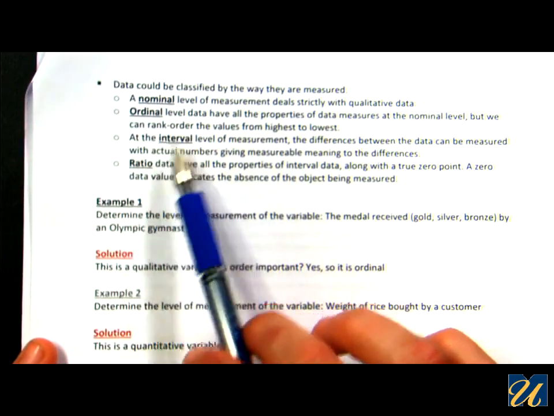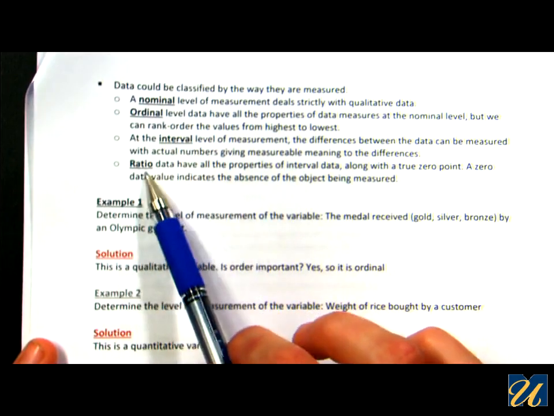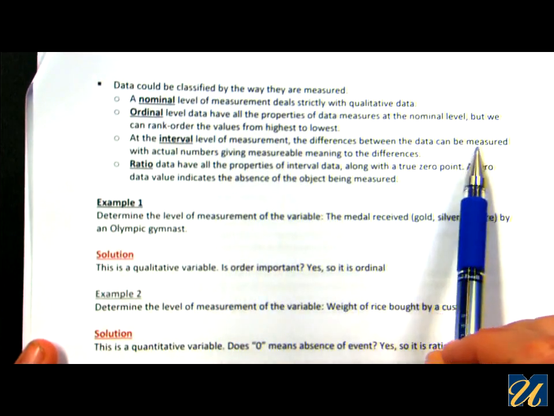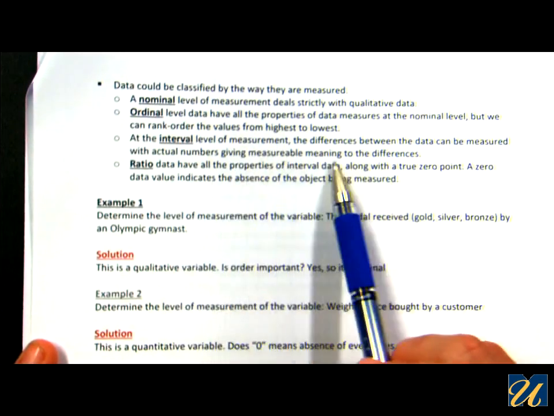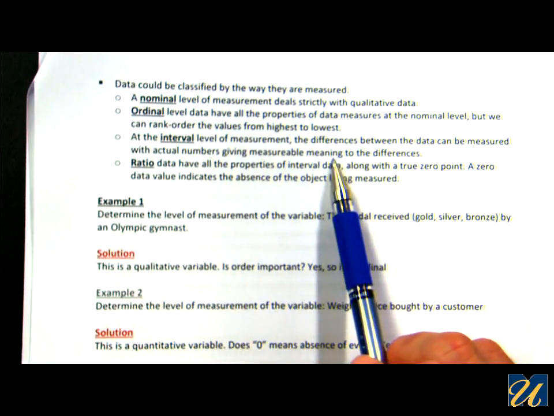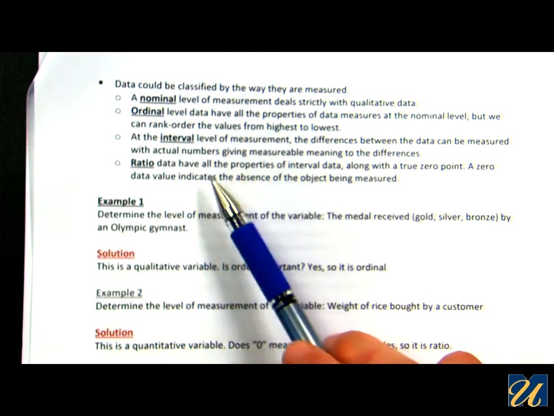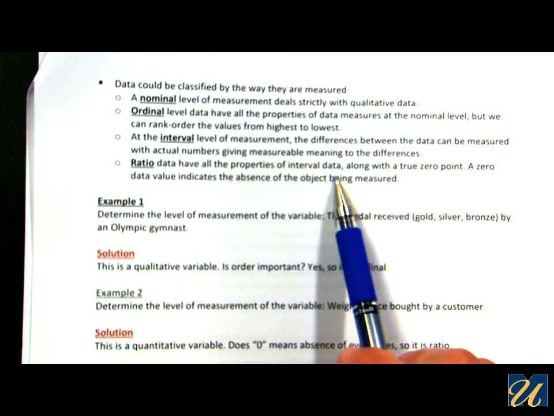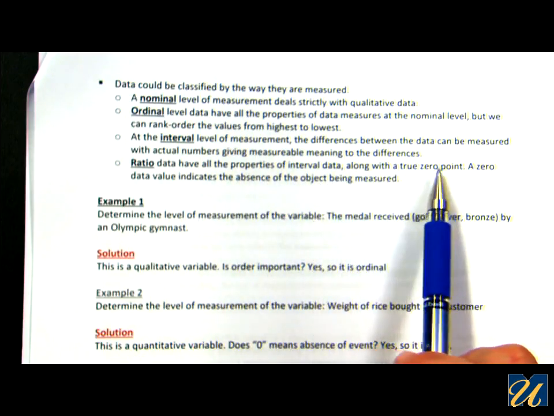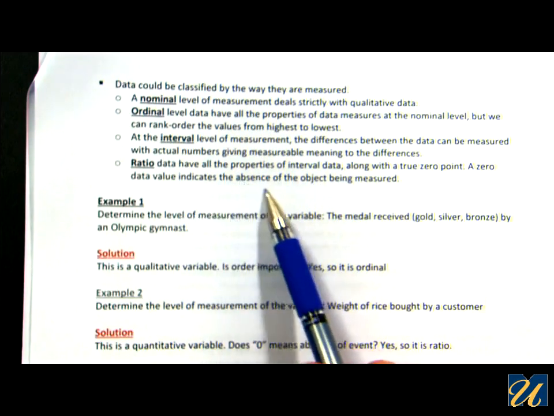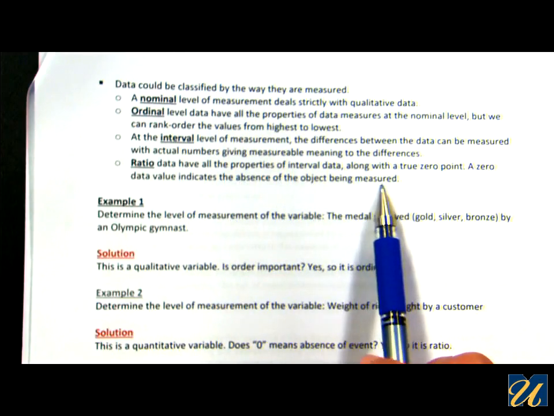Now, interval and ratio are quantitative data. At the interval level of measurement, the differences between the data can be measured with actual numbers, giving measurable meaning to the difference. And ratio data have all the properties of the interval data along with a true 0 point. A zero data value indicates the absence of the object being measured.